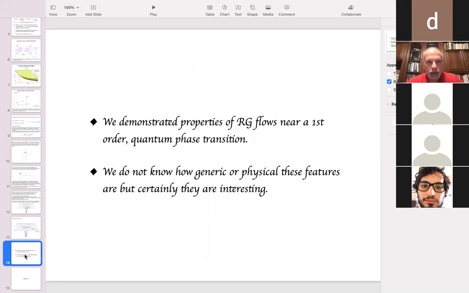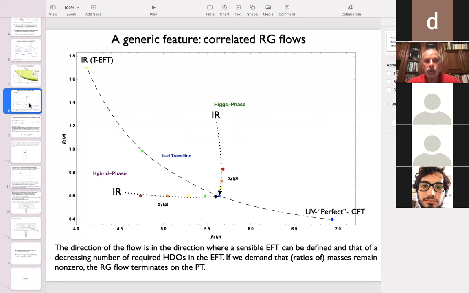So we demonstrated some properties of RG flows near a first order quantum phase transition. And of course, I don't know how generic or physical these features are, but certainly they are interesting, and they can also motivate experts to look for solutions, as I said, in the D46 system and so forth. Thank you.